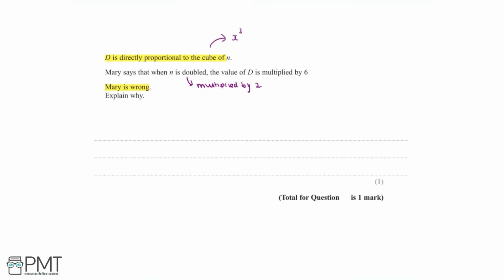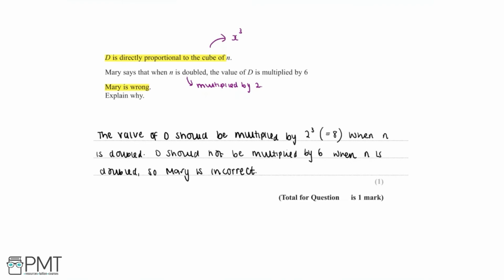So now that we have some numbers in this, let's find out why Mary is wrong. So if d is directly proportional to the cube of n, when n is multiplied by 2, d should be multiplied by 2 to the power of 3. Mary says that when n is multiplied by 2, the value of d is multiplied by 6. But we know that's not true, because 2 to the power of 3 is equal to 8. And so when n is doubled, the value of d should be multiplied by 8, not by 6. And so we can write this down below. And so with this explanation, we've achieved the 1 mark needed to get full marks in this question.